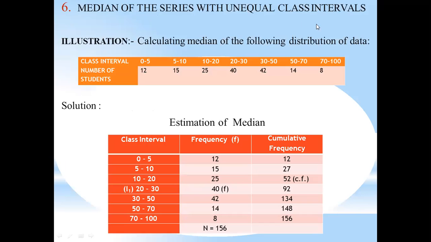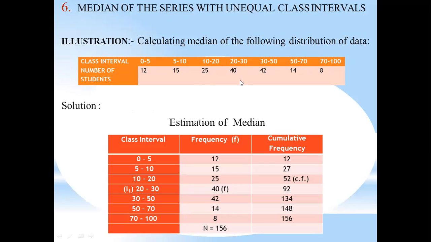Now, median of the series with unequal class intervals. If unequal class intervals are given, then how are you supposed to calculate? Calculating the median of the following distribution, as you can see, 0 to 5, the difference is 5. 5 to 10, the difference is 5. Then 10 to 20, 20 to 30, the difference is 10. 30 to 50, the difference is 20. Here the difference is 20 again, and here the difference is 30.